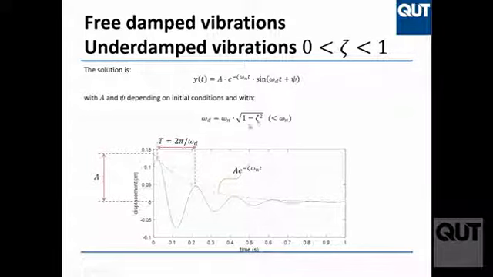Since zeta is a positive number, its square is positive anyway. 1 minus a positive number is always smaller than 1, and its square root is smaller than 1. So omega d is always a little bit less than omega n.